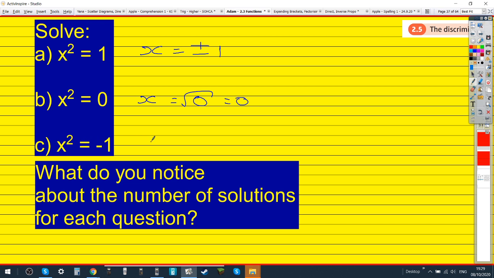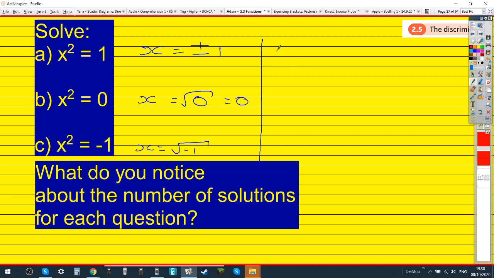Question C. So would you do the square root of minus 1? Yeah, put that in your calculator. It doesn't work. Sure doesn't. Because x squared is always greater than or equal to 0. Yeah, any number squared.